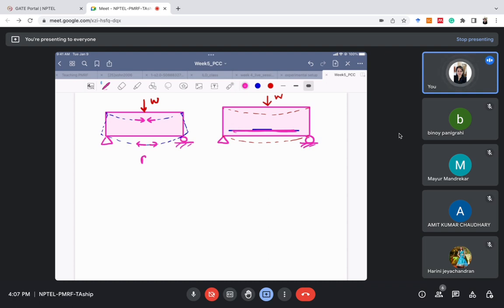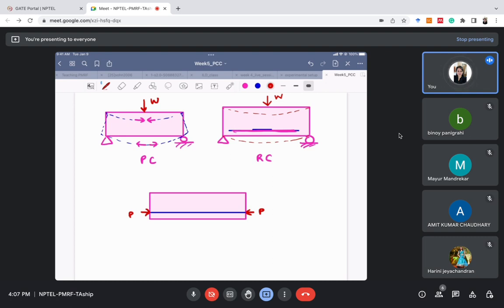Okay, so this is plain concrete, this is reinforced concrete. Now why is there pre-stressed concrete? In pre-stressed concrete, we provide a steel tendon, and in this tendon we provide a pre-stressing force. We provide this pre-stressing force in the steel tendon at the bottom.